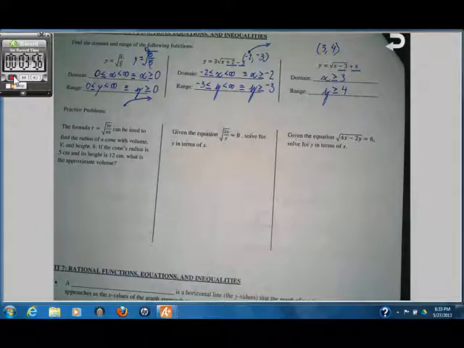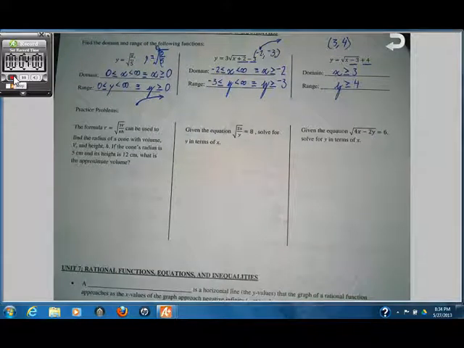Okay. Practice problems. You have a radius formula. It can be used to find the radius of a cone with a volume of v and a height of h. If the cone's radius is 5 centimeters and its height is 12, what is the approximate volume? Okay, so this is where life gets fun. They gave you the formula. They gave you the bits of information. You have to solve for the unknown. The thing that's even more ridiculous about it is they gave you a volume formula that you already know from tax, but that's okay.